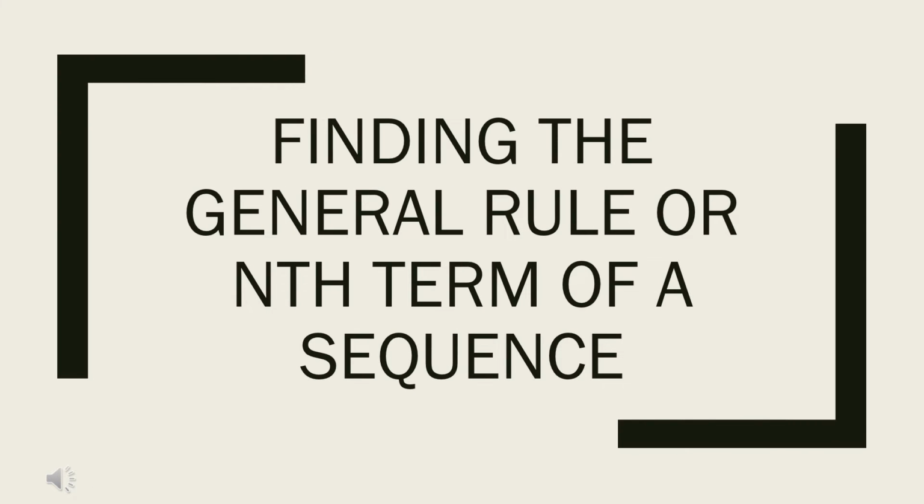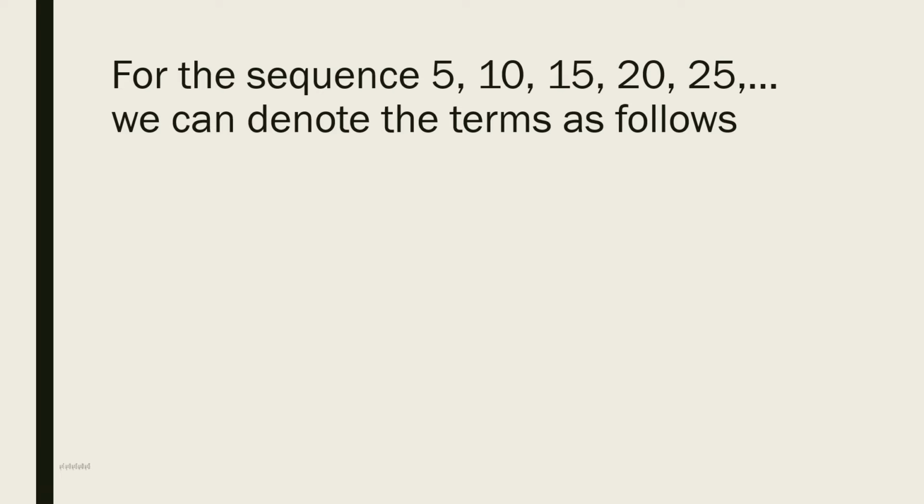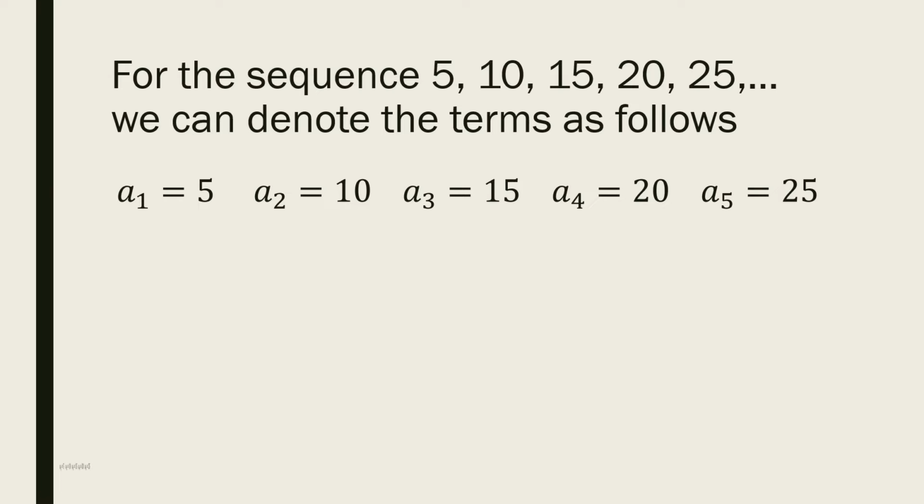Finding the general rule or nth term of a sequence. This lesson helps us formulate a general pattern formula or a general rule for every sequence that is given. Like for the sequence 5, 10, 15, 20, 25, and so on, we can denote the terms as follows. A1, or the first term, is 5, the second term is 10, the third term is 15, the fourth term is 20, and the fifth term is 25.